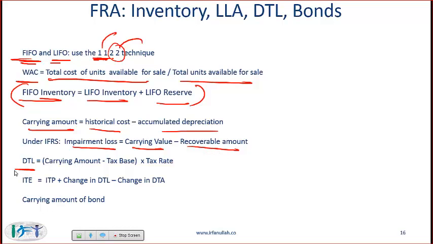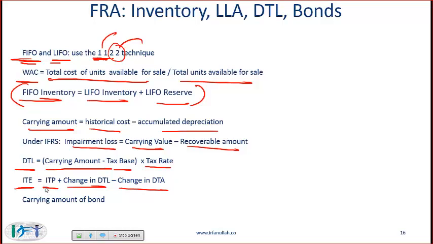Okay, deferred tax liability. It's the carrying amount, which is a financial statement term, minus tax base, which is a tax term, times the tax rate. Income tax expense for a given period is equal to the income tax payable plus change in DTL, which is DTL at the end minus beginning, minus change in DTA.